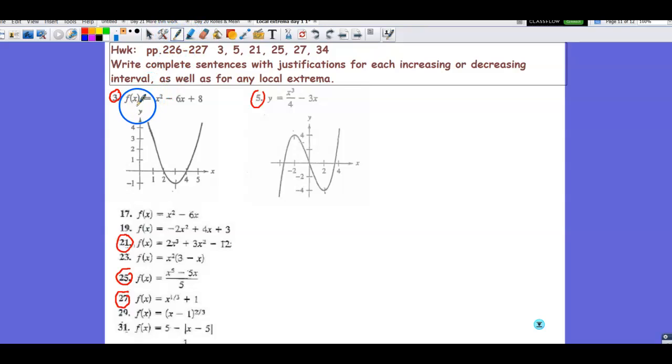We have an original function, f of x, x squared minus 6x plus 8. We know that this function is quadratic, and we know that it is an upward opening parabola. We can see that the vertex of the parabola occurs at x equal to 3. We know that the first derivative has a horizontal tangent there. We know that 3 would have to be a critical number.